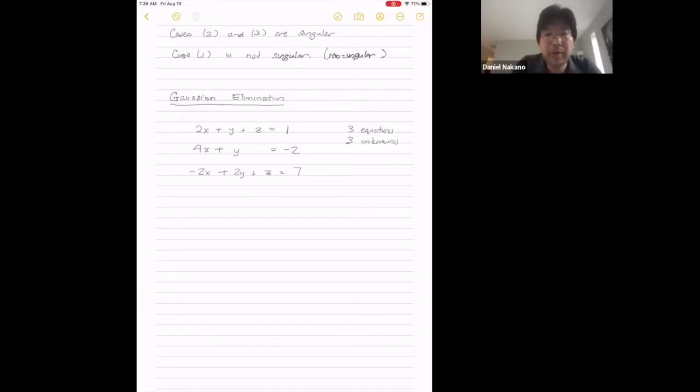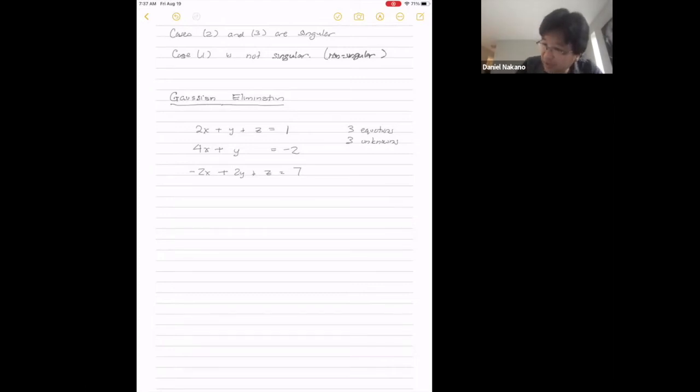So basically I have 3 planes: a plane defined by the first equation, a plane defined by the second equation, and a plane defined by the third equation. I want to see how these intersect. And we know that there could be a variety of outcomes when we have planes intersecting in 3-dimensional space.